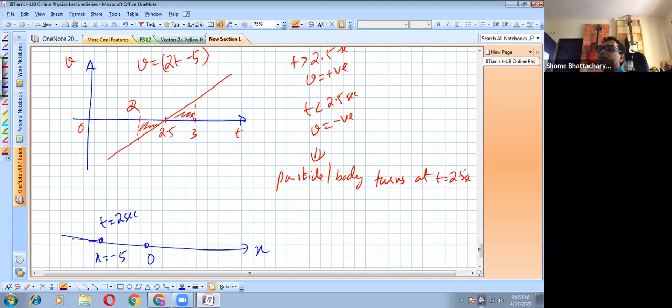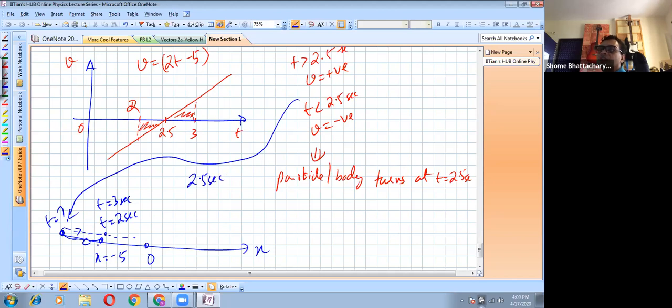Then it went in this direction. It then took a U-turn and came back, and then came back again here at t equal to 3 seconds. So this was the issue. So now we know exactly when it is taking the U-turn. We know that that time is 2.5 seconds. This time over here is 2.5 seconds.